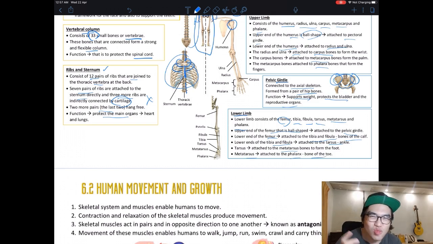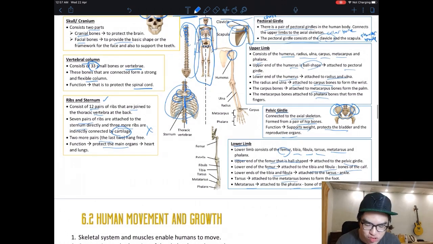Not important. So many bones here. You just need to memorize the structure, roughly the structure. All right.